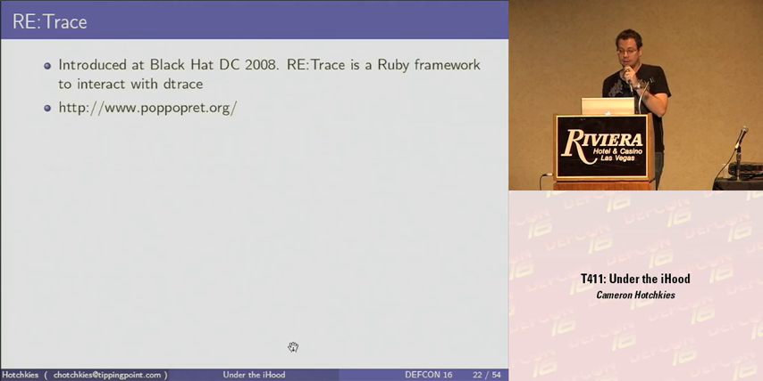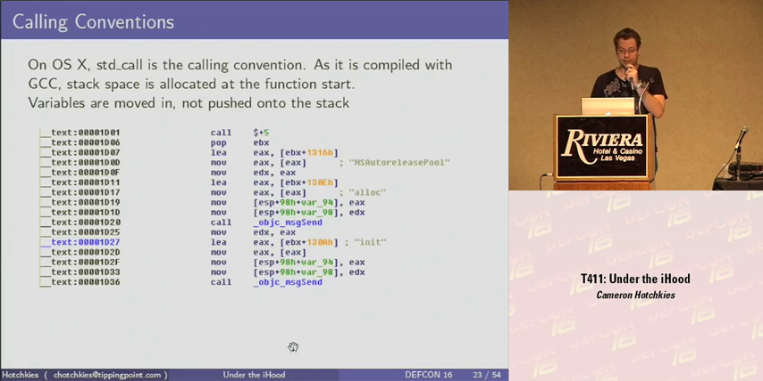At the end of the day, this is probably where you're going to want to go get it, poppopret.org. Retrace is a Ruby framework to interact with DTrace. I'm not going to spend a lot of time on it because you have all of their slides, and they wrote a really good white paper, so you can take a look at that after the fact. But it's basically just scripting DTrace.